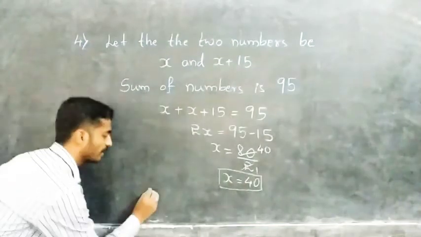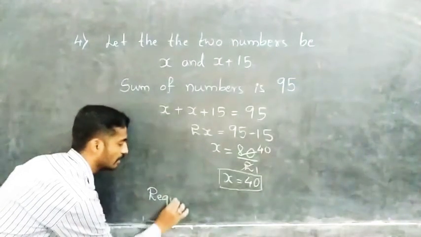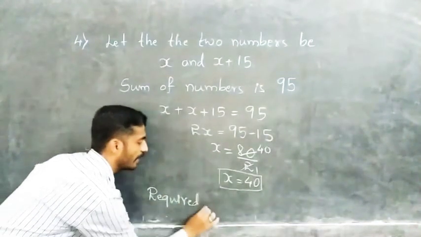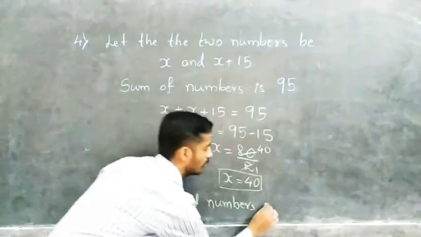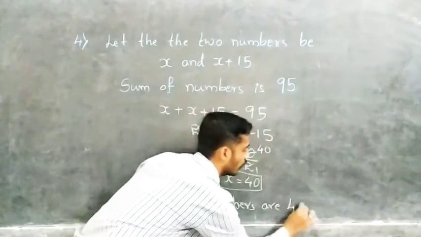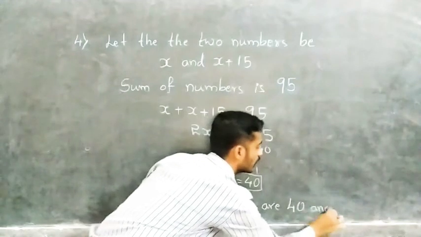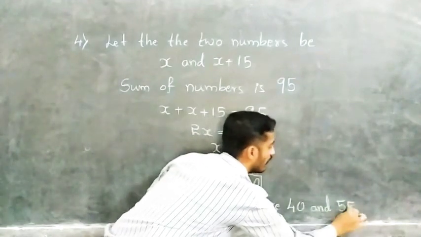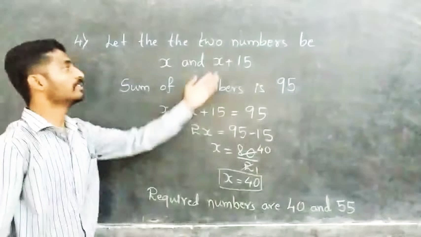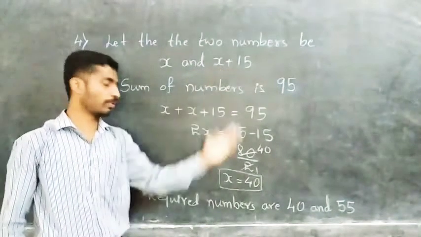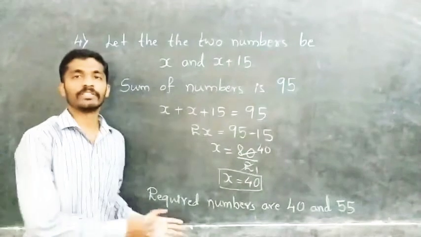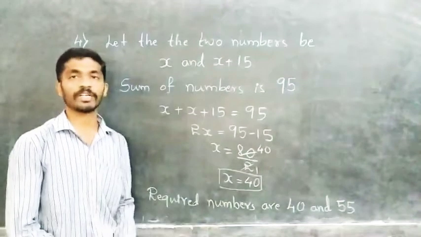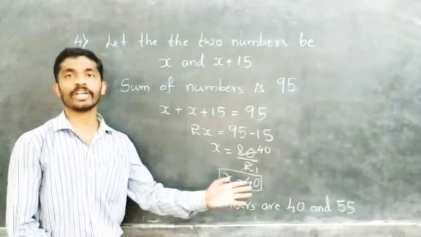So what you have to write? Required numbers are 40 and 55. How did you get the 55? We just added the 15 to 40. 40 plus 15, we get the 55. These two numbers are required. Those are 40 and 55.